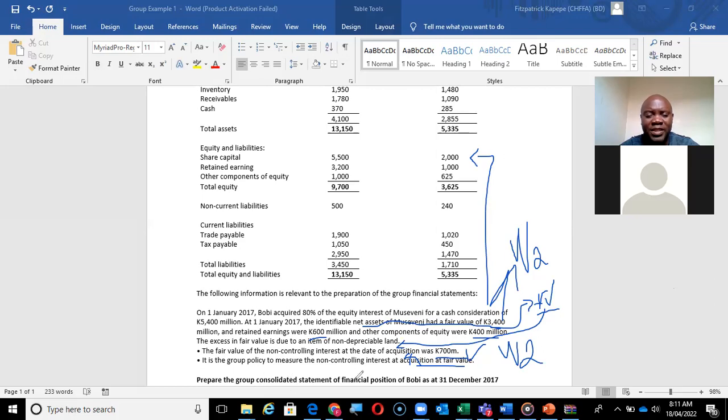Prepare the group consolidated statement of financial position of Bobby as at 31st December 2017. So we are not going to reinvent the wheel. We'll actually check what Victor did and look at the errors that Victor made, if at all there were errors.